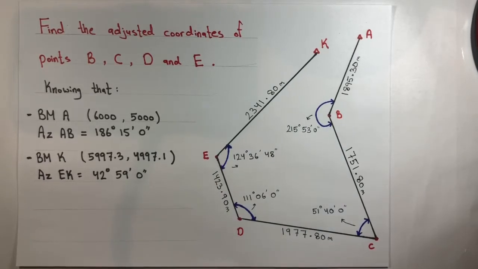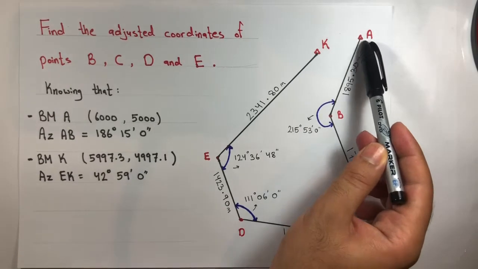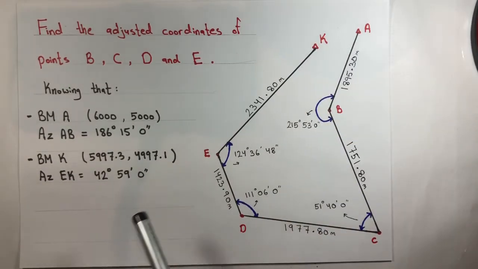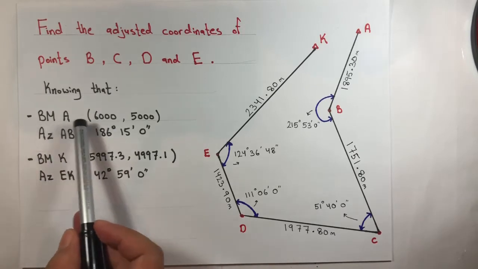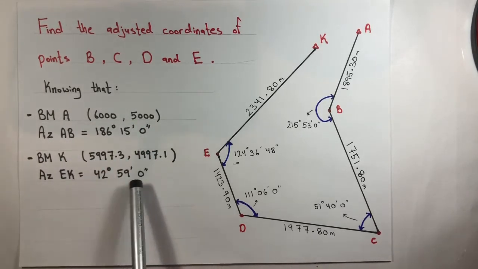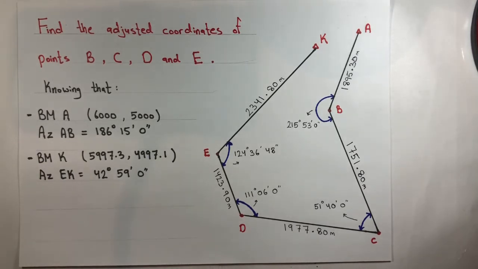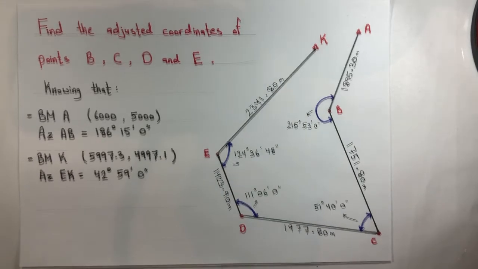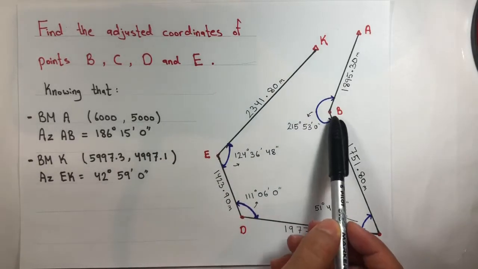Great, so this is the exercise we are going to solve. As we can see, it is an open traverse. There's a small gap between A and K. In this question, we have two benchmarks or two control points, point A and point K. Here we have the coordinates and the azimuths of the two benchmarks given in the question. The question says find the adjusted coordinates of points B, C, D, and E shown here.